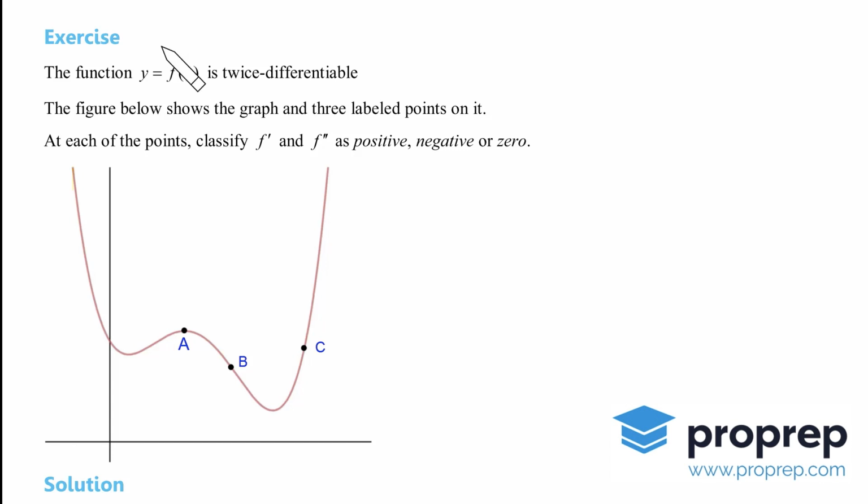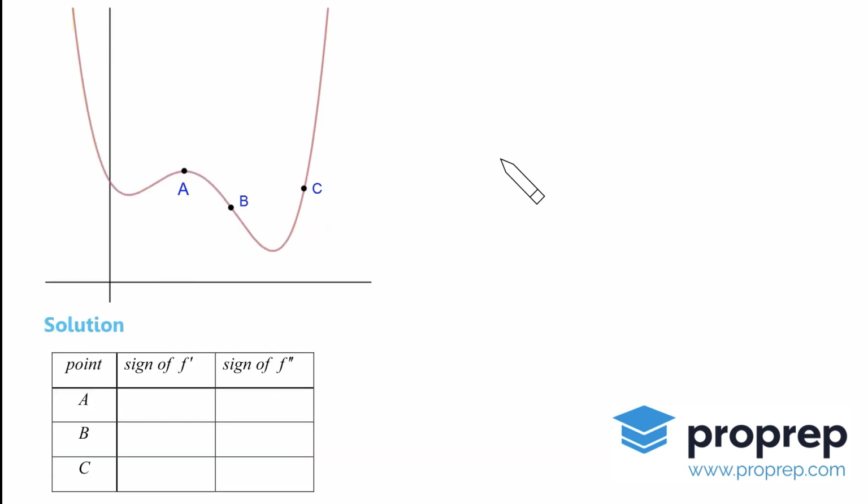In this exercise, we're given a function y equals f of x, and we're told that f is twice differentiable, and we have a figure of the graph of f, and there's some points labeled on it. Our task is to classify f prime and f double prime at each of these points as either positive, negative, or 0, and I've made a table to fill in.